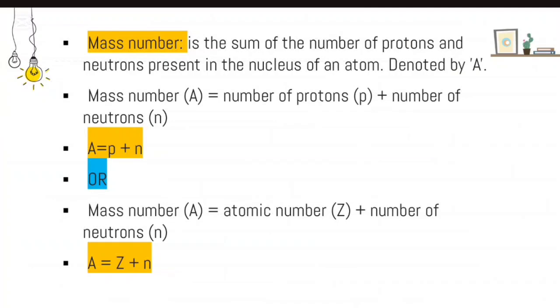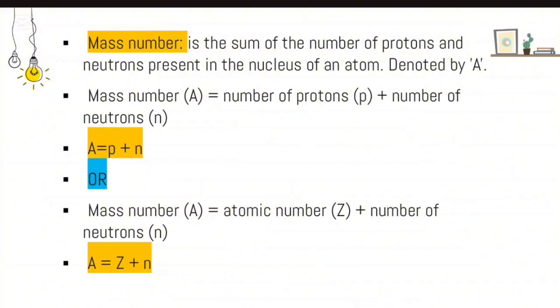Next we have mass number. What is meant by mass number? Mass number is the sum of the number of protons and neutrons present in the nucleus of an atom. It is denoted by A. How to calculate mass number? Mass number is equal to number of protons plus number of neutrons. So A is equal to P plus N, or mass number is equal to atomic number plus number of neutrons.